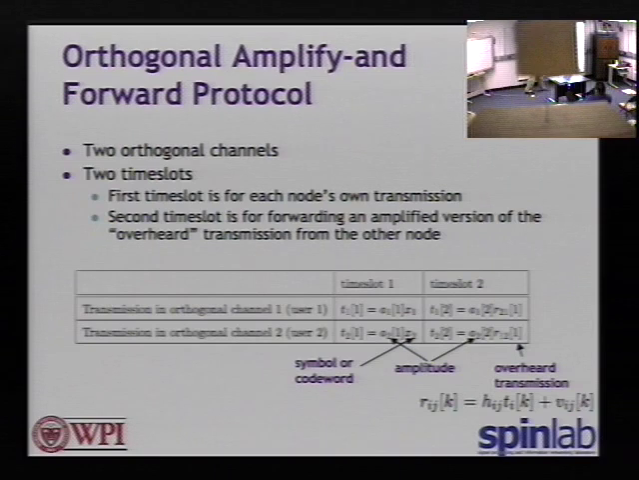In the first time slot, I'm doing my selfish transmission. So I have a symbol or a code word, and I multiply it by an amplitude, and I'm going to send that. And then the second time slot, I'm reserving for forwarding. All I'm going to do in the second time slot is forward the overheard transmission. So I'm going to take what I heard, the received signal from the other node, apply some more amplitude to that, and send it along. Okay? That's the protocol.